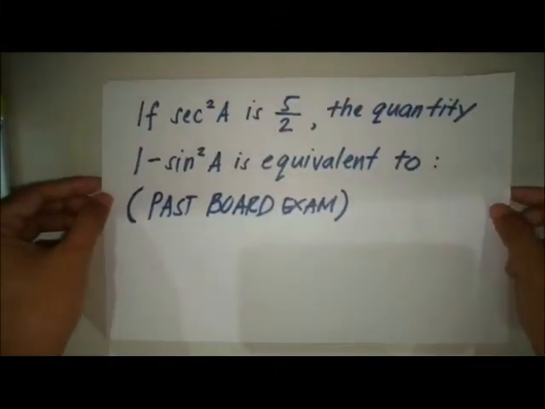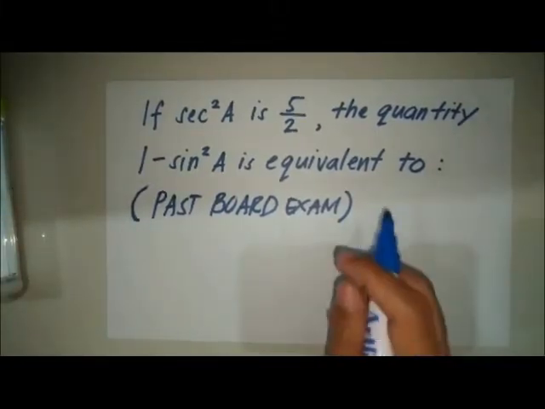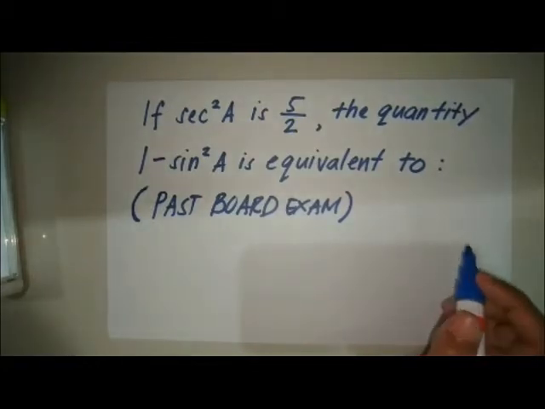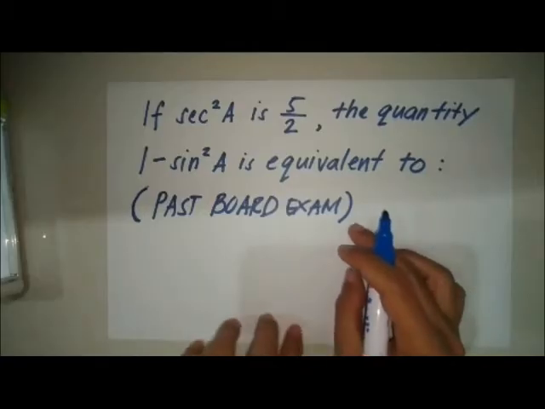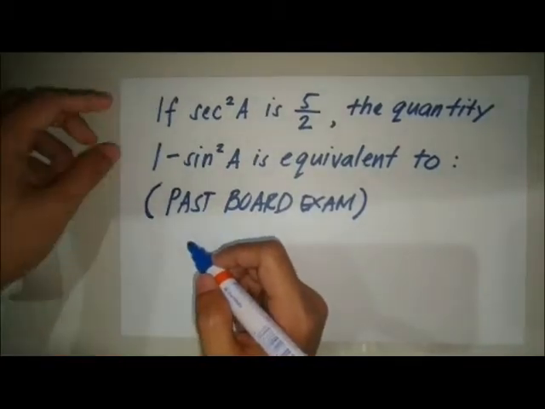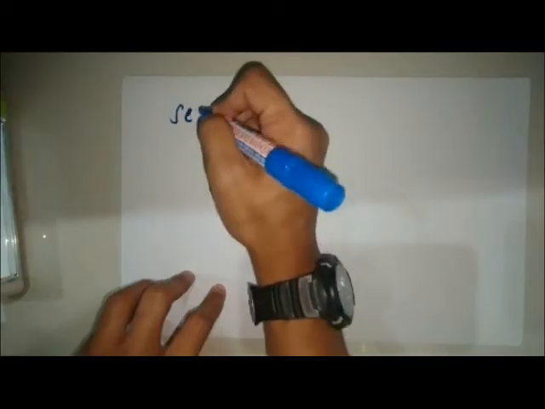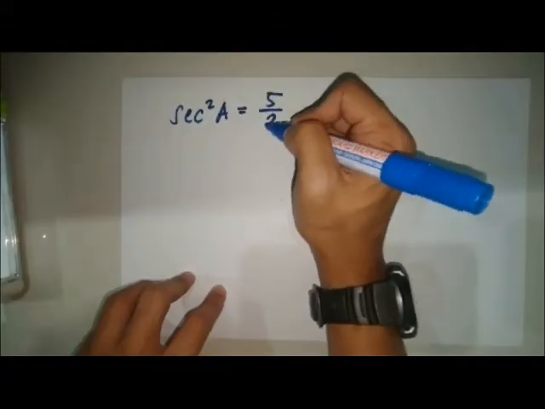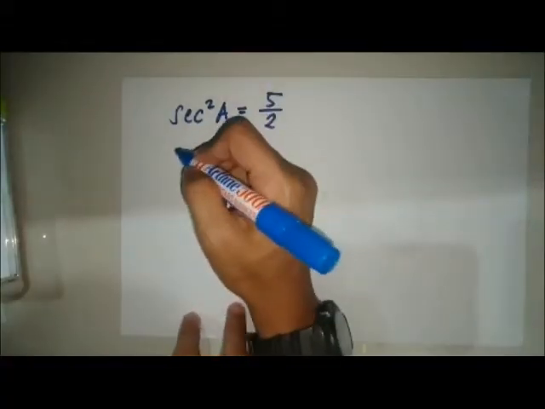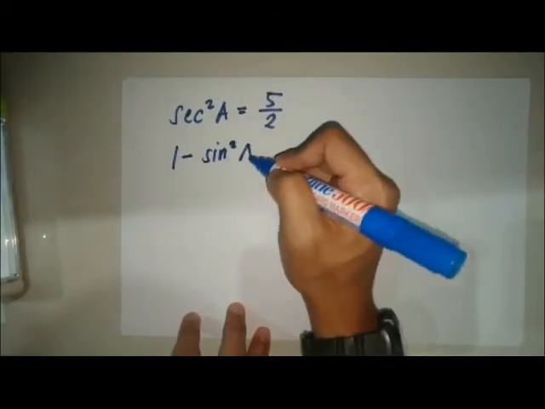So, let's proceed to our first sample problem. So, here, if secant A is 5 halves, the quantity 1 minus sine squared A is equivalent to. Pero this is a past board exam problem. So ang given natin, so you have secant squared A, then the required is 1 minus sine squared A.